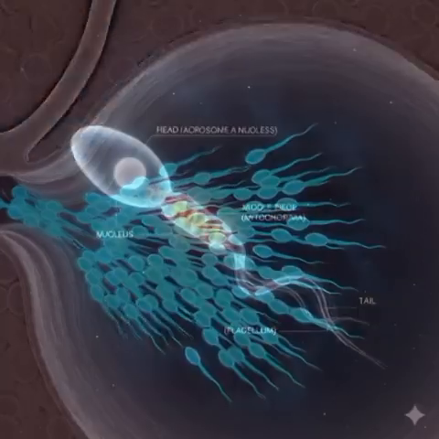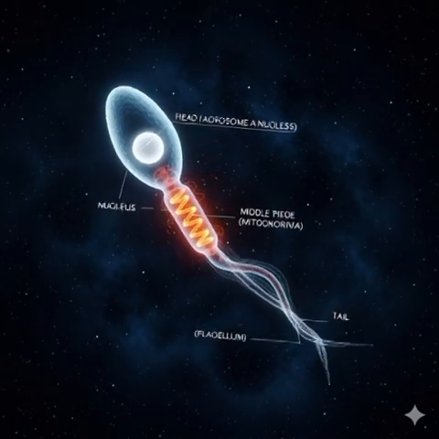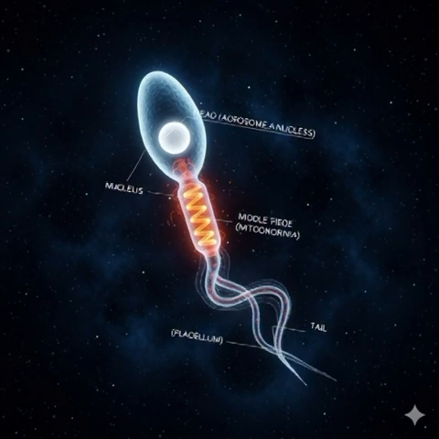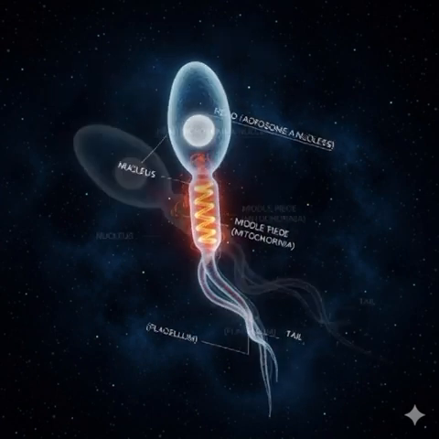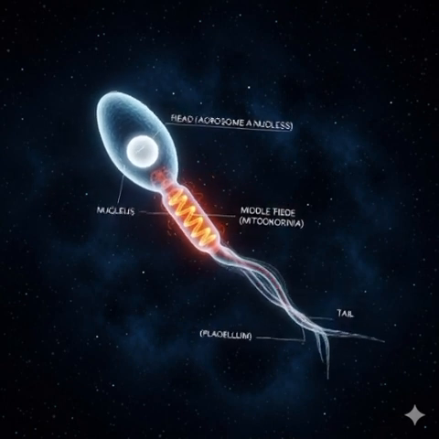Each sperm has three parts: the head, containing the nucleus and acrosome, the middle piece, rich in mitochondria, and the tail that helps swim towards the target.